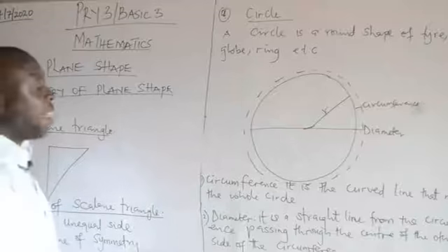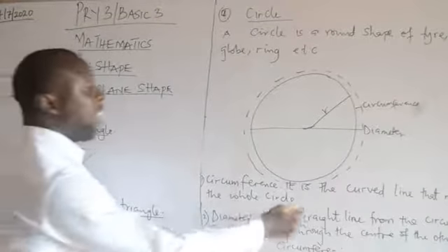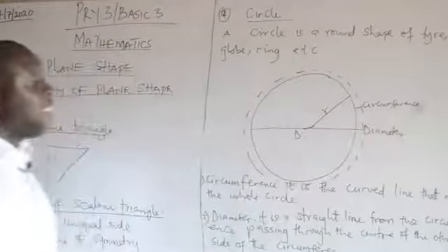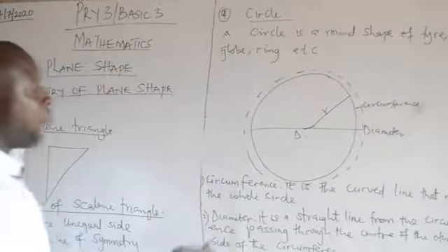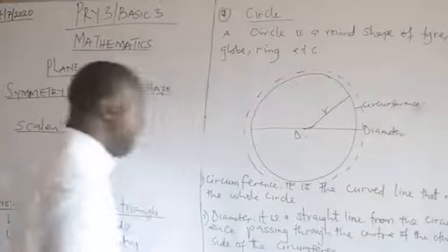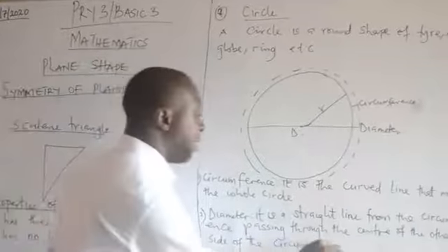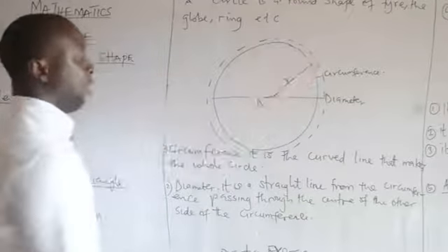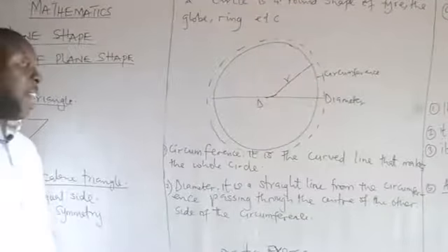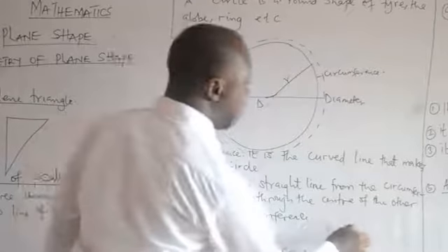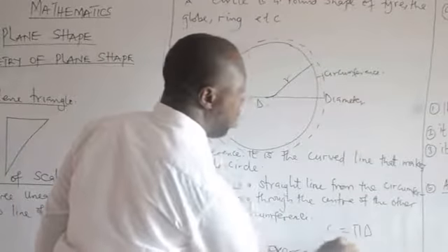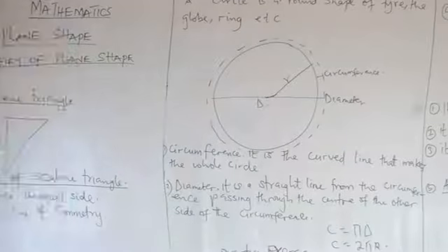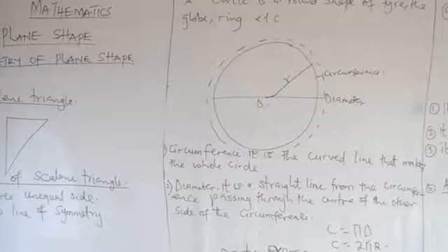They also have a diameter of a circle. It is a straight line. This is the diameter of a circle. It is the line that passes as a straight line from the circumference, passing through the center to the other side of the circumference. So this is the diameter of a circle, and this is the radius of a circle. And the formula for calculating the circumference of a circle is to use either pi d or 2 pi r. So we can use this formula to calculate the circumference of a circle.